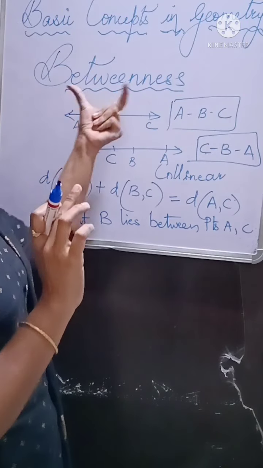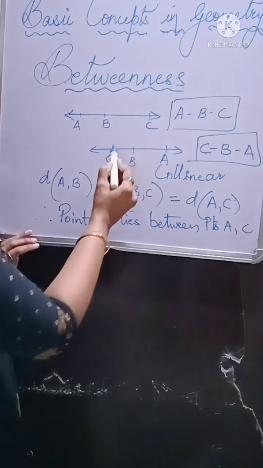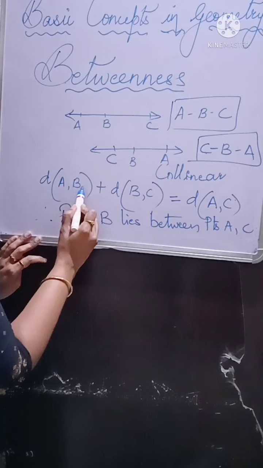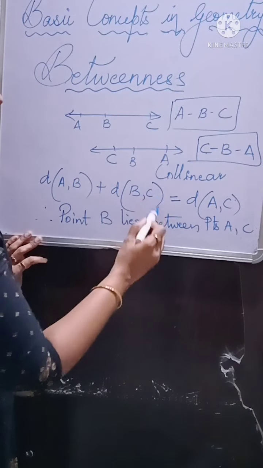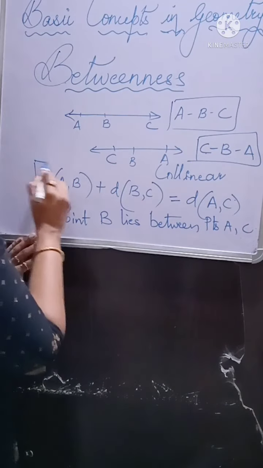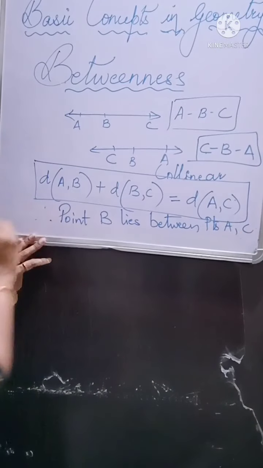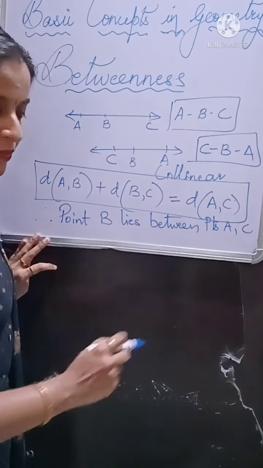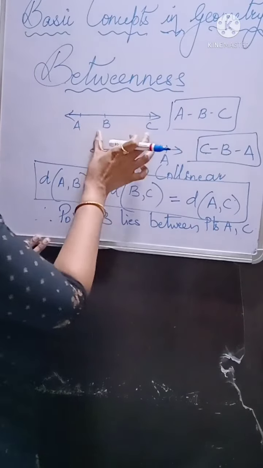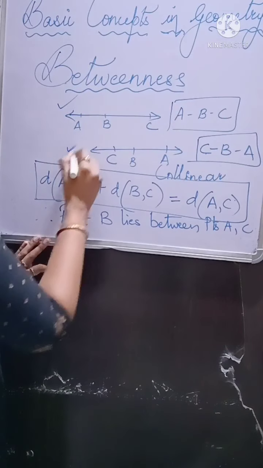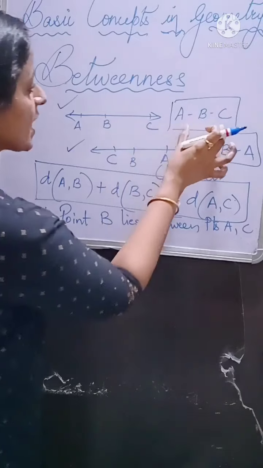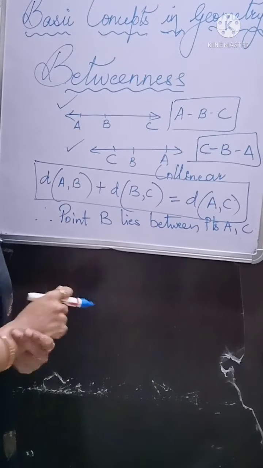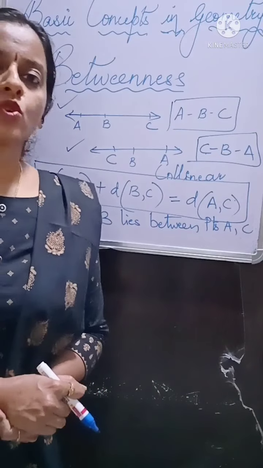Now just copy this word betweenness and show this relation. Distance between A comma B plus distance between B comma C is equal to distance between A comma C. This you have to write in your book. Therefore, point B lies between A and C. After you write this, draw this figure. Beside this write A dash B dash C. Beside this figure write C dash B dash A. Okay.